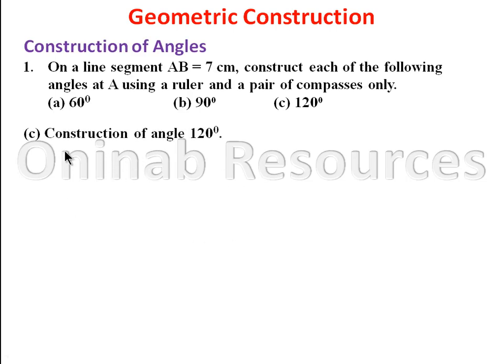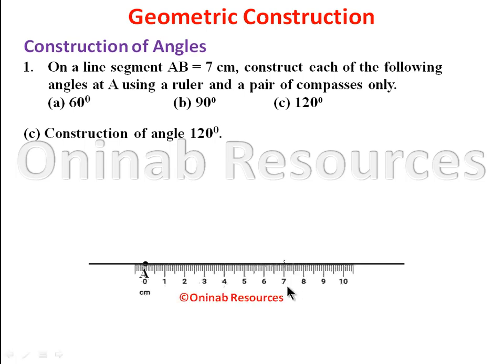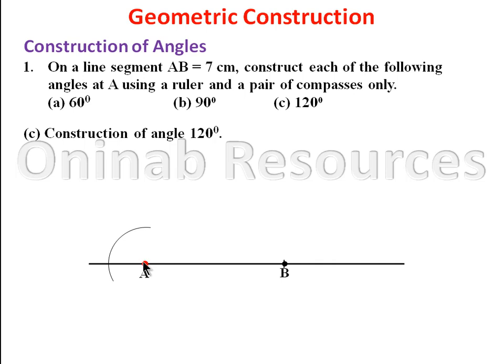Now C, construction of angle 120 degrees. In the same way, draw a horizontal line, mark a point, name it A, then place your ruler, mark 7 centimeters, so that is point B. Now open the convenient radius and take A as center, draw an arc to the left of A, then still maintaining the same radius, take this point as center, draw another arc, and we now join the point of intersection of the two arcs to A. This angle here is 120 degrees.